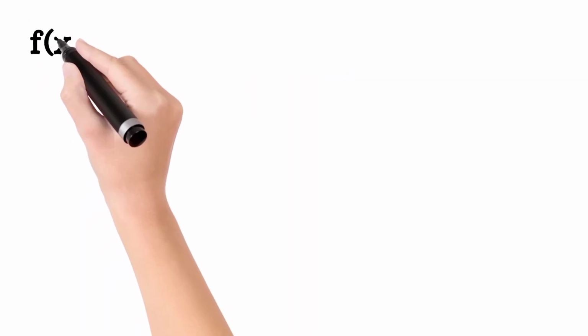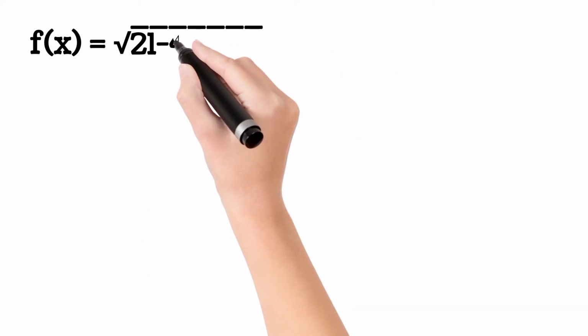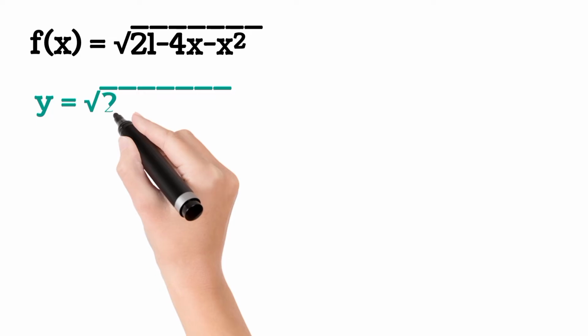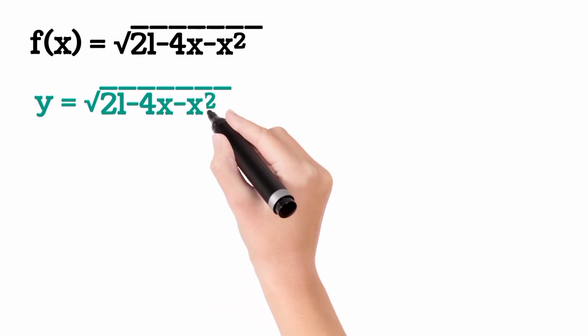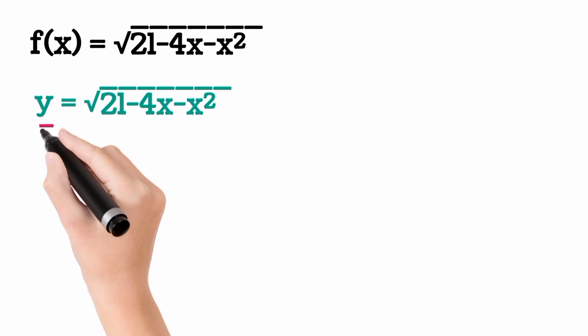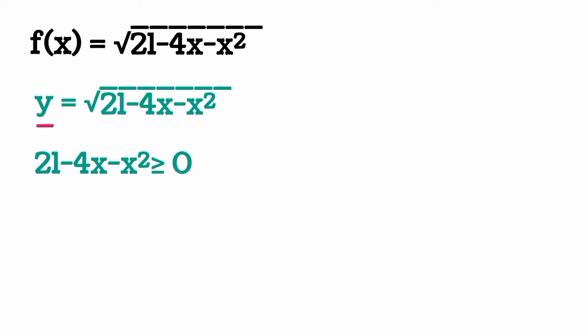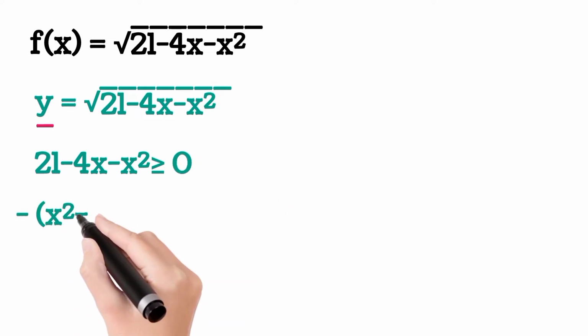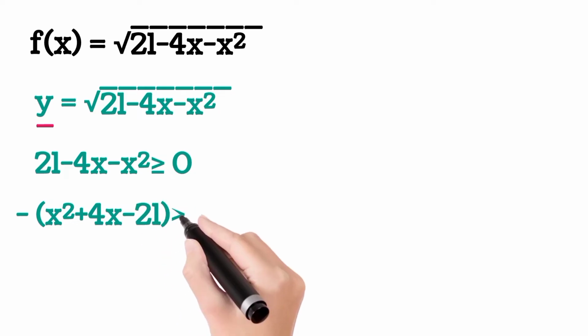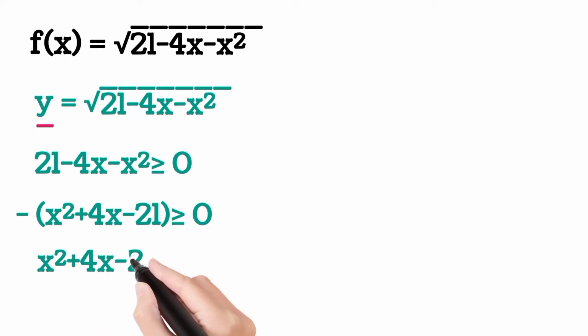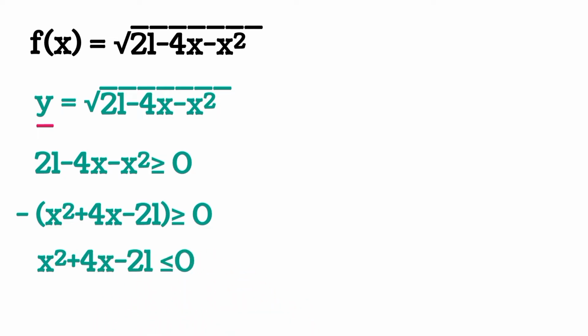Now the second question is f(x) = square root of 21 − 4x − x². So let us write it as y = square root of 21 − 4x − x². So y will be defined only if 21 − 4x − x² is greater than or equal to 0, otherwise it will be undefined. So let us take the negative sign common. So −x² − 4x + 21 ≥ 0, or x² + 4x − 21 ≤ 0. Now on factorizing, we will get (x + 7)(x − 3) ≤ 0.